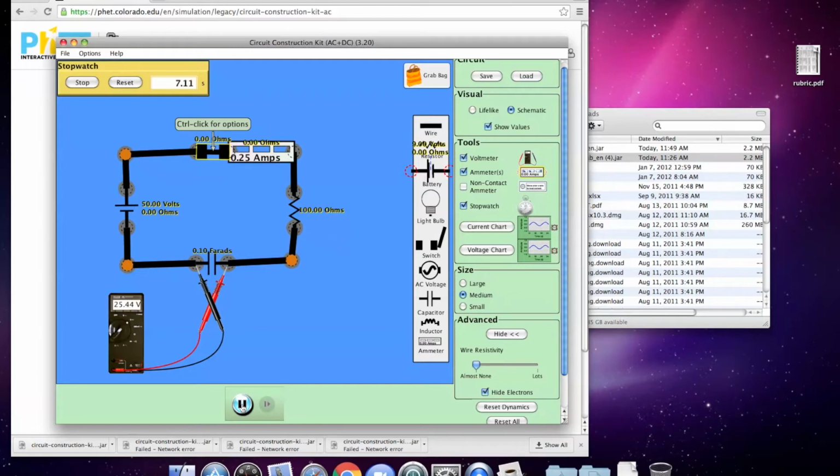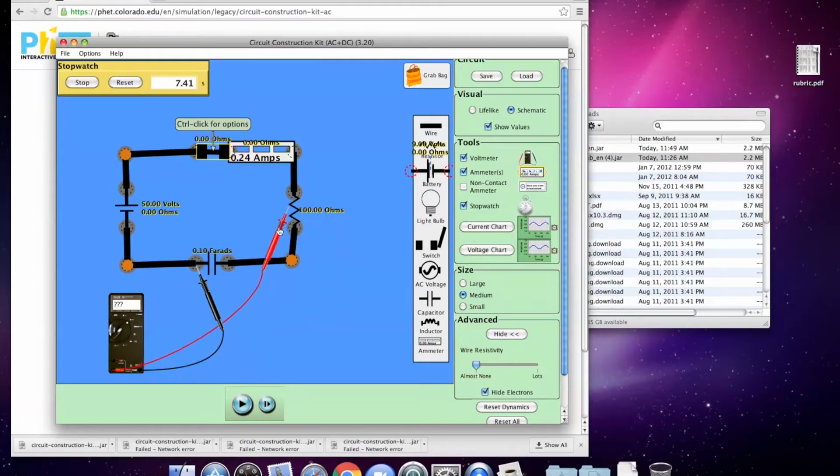And you'll notice that, let me hit stop, and now we have, at a time of 7.41 seconds, the voltmeter is registering 26.17 volts. So there's now 26.17 volts across the capacitor. Now there's 50 volts total in the circuit according to what you see in the power supply. Where's the rest of that voltage?